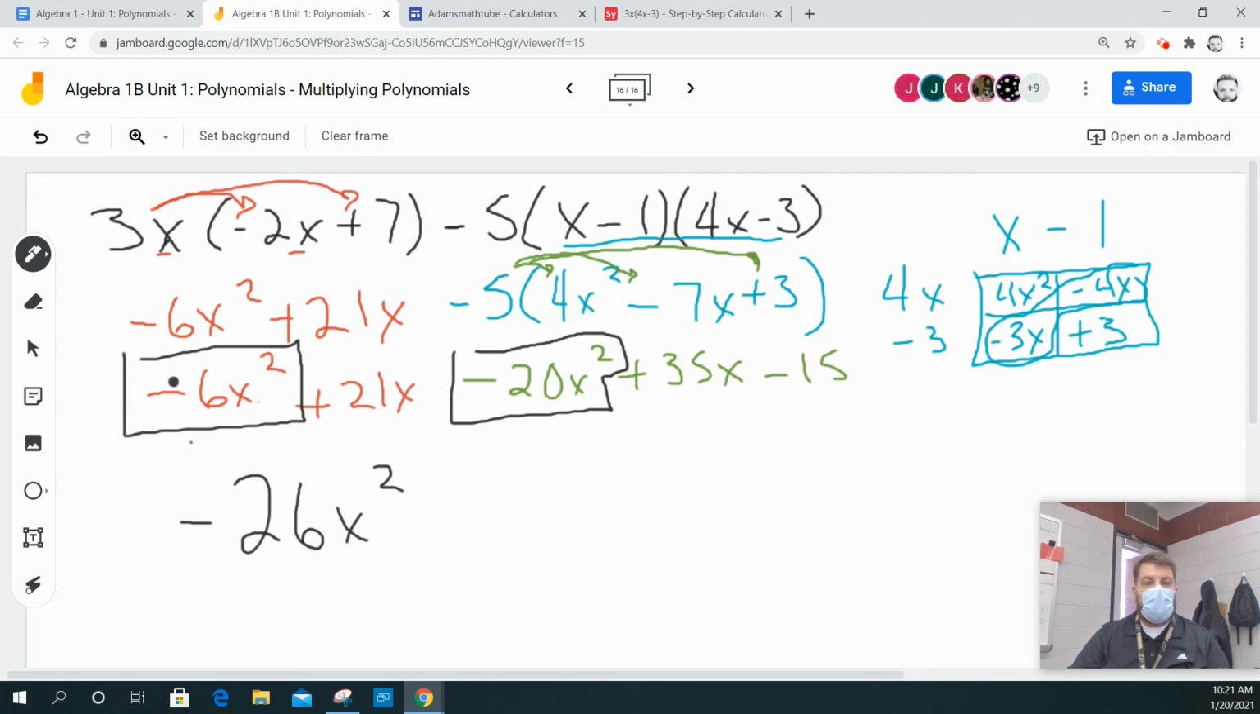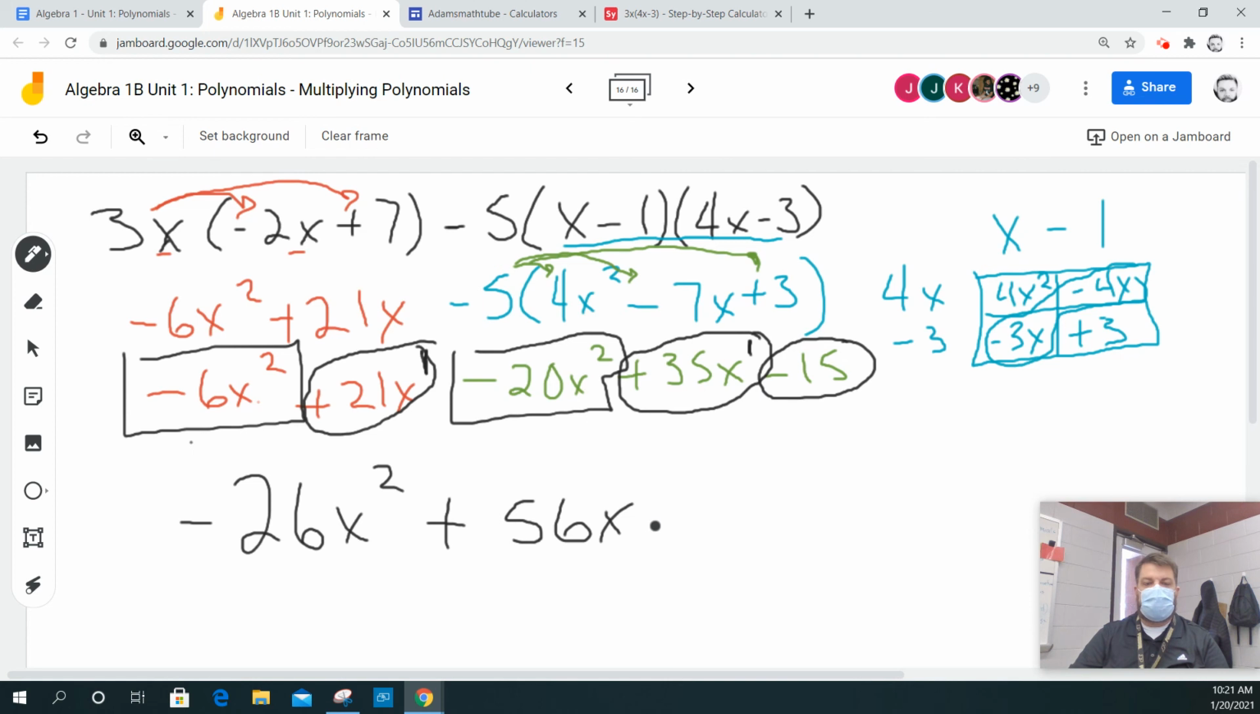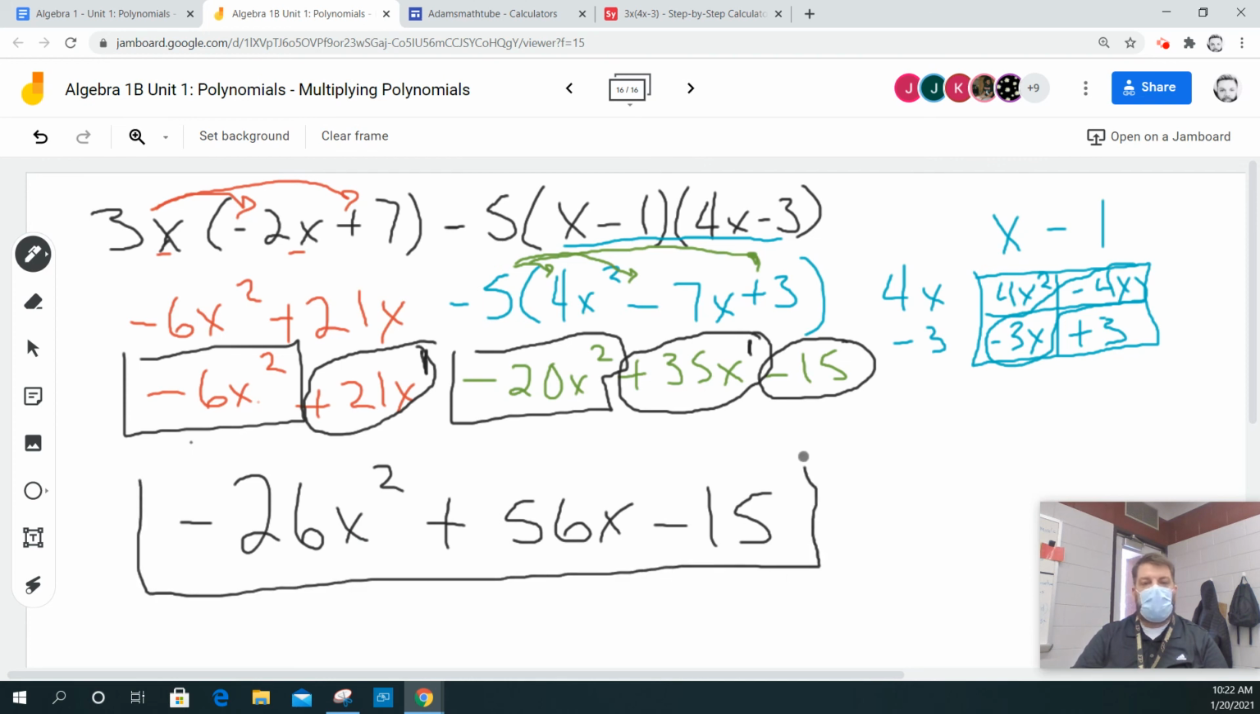Next, I'm going to look for my x to the first power. So this is x to the first power. This is x to the first power. So I'm going to combine this and this. So 21 plus 35, what's that, 56? Yes, Mr. Adams. And we tack on our x. And then I think lastly, we just have this constant all by its lonesome. Negative 15. Yeah. Check my answer, make sure it's right.